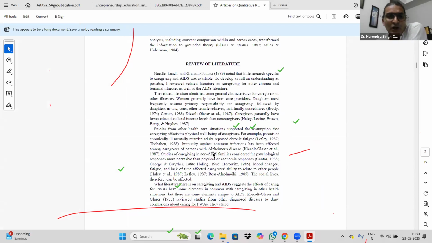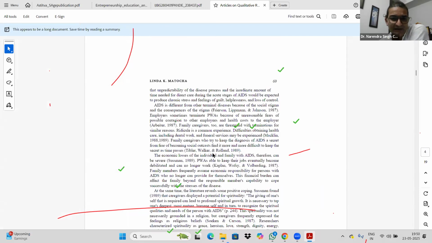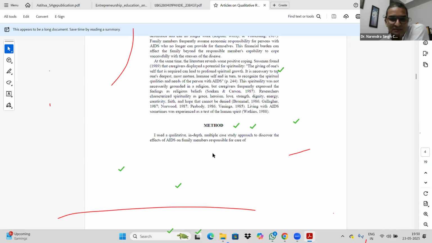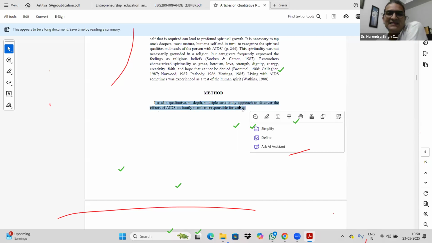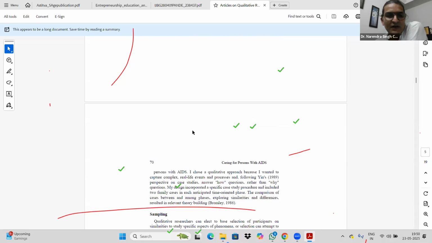They have used a lot of cases, all right. So see, can you see this? Multiple case study approach to discover the effects of AIDS on family members responsible for care of the person with AIDS. So this is a case study method.